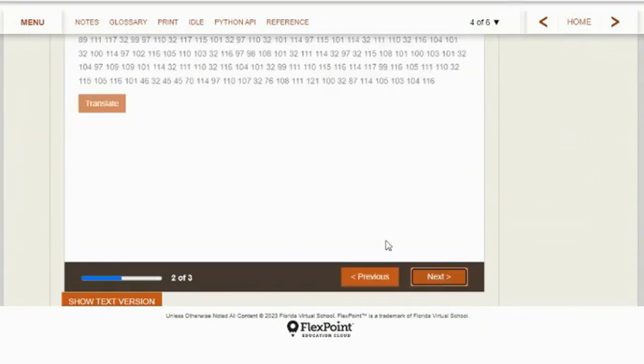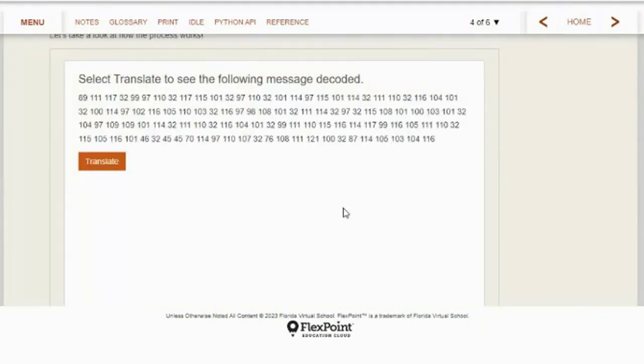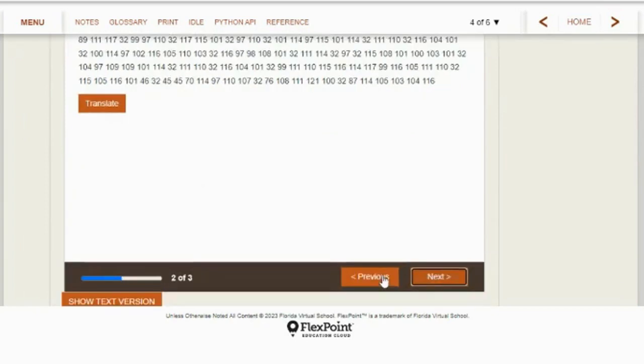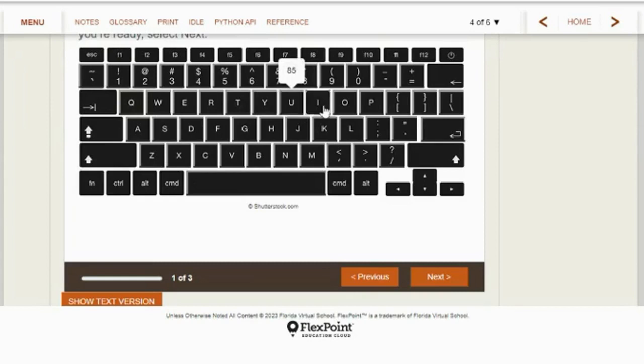All right, hit next. Translate to see the following message encoded. This is taking all those ASCII codes for each letter and printing out the ASCII values. So you could translate this. You could go back to the last one, 89. What is 89? Well, let's see, 85.